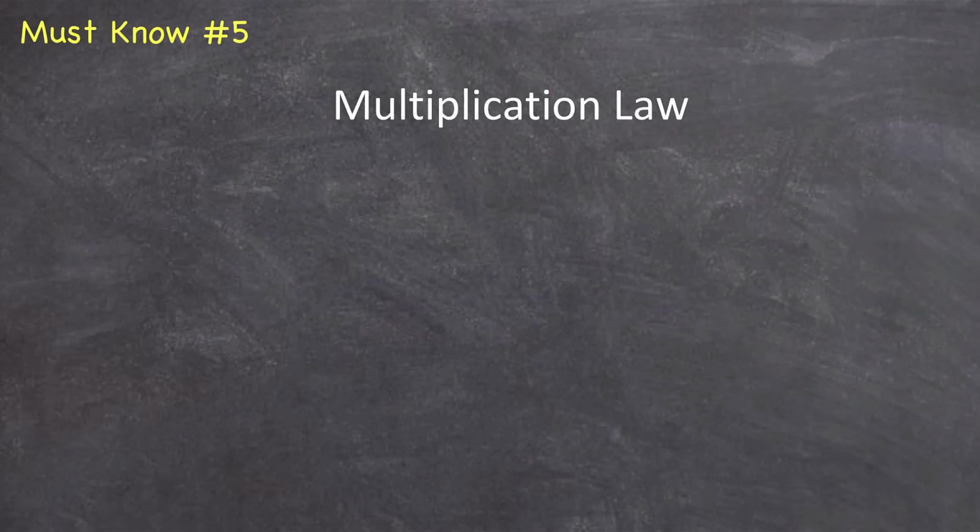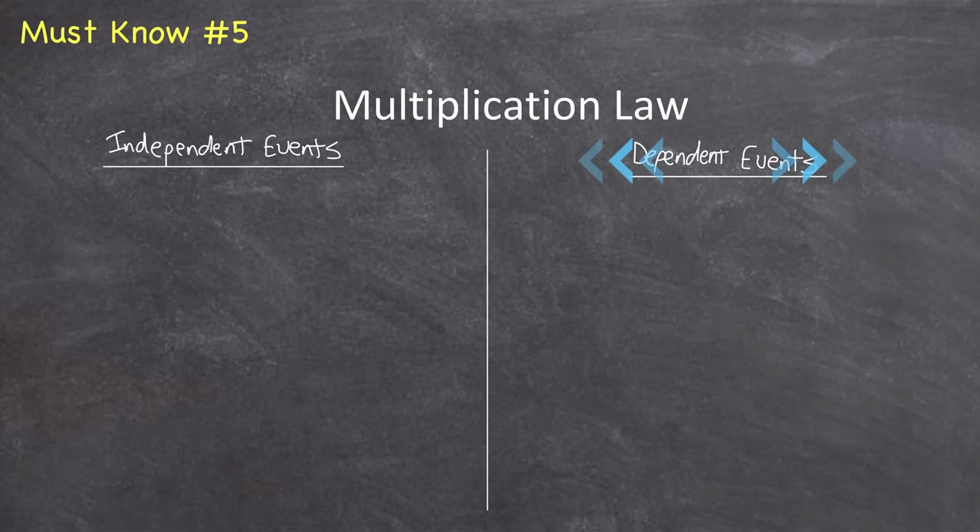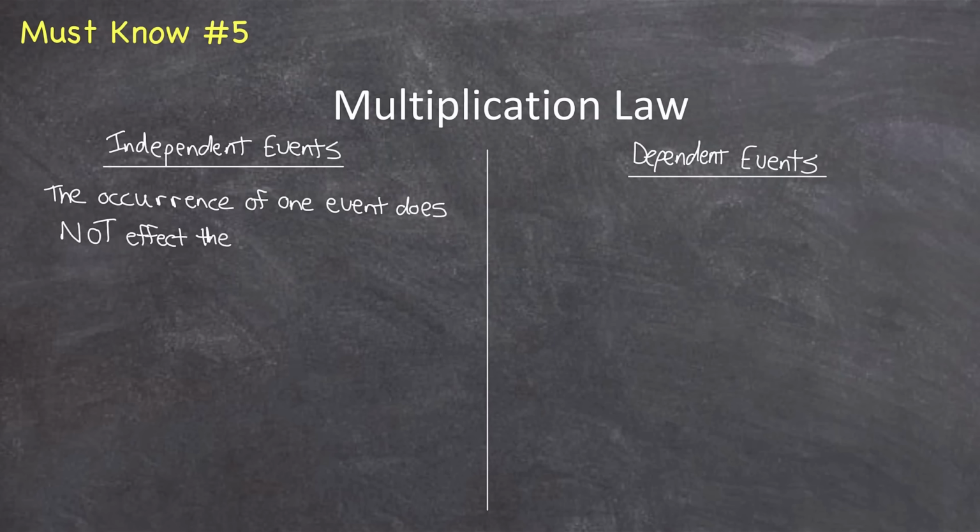Must know number 5, the multiplication law. If we're trying to find the probability of multiple events happening in sequence, the formula we use will depend on if the two events are independent or if the events are dependent. Now, what would make two events independent would be that if the occurrence of one event does not affect the occurrence of the other. So let's say we had two events, event A and event B, and I wanted to find the probability that event A happens and then event B happens.